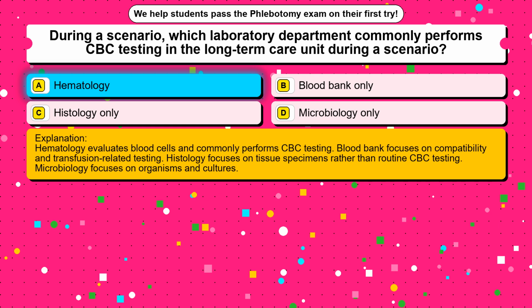Hematology evaluates blood cells and commonly performs CBC testing. Blood bank focuses on compatibility and transfusion-related testing. Histology focuses on tissue specimens rather than routine CBC testing. Microbiology focuses on organisms and cultures.